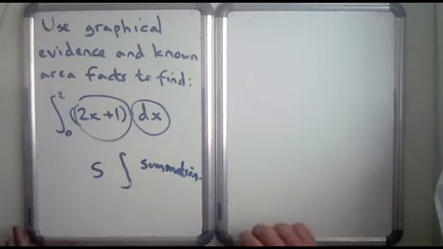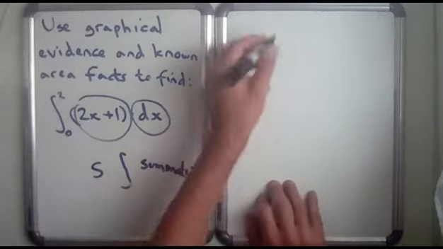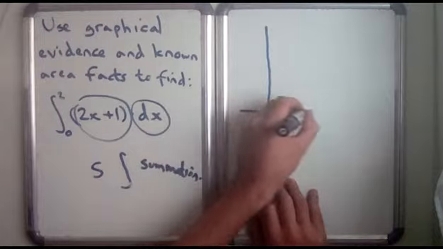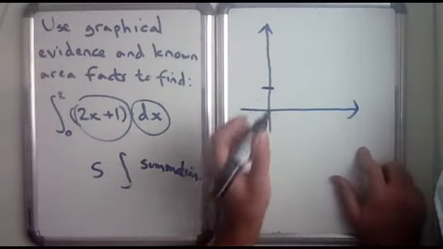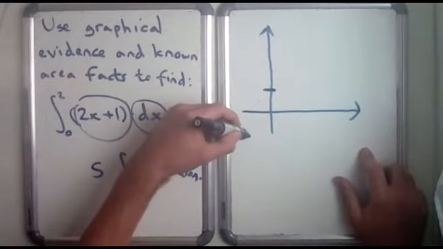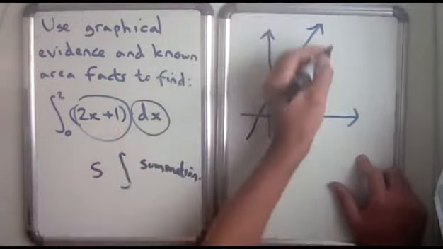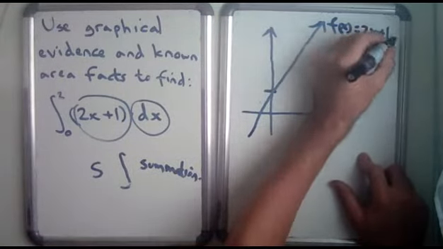So basically, if I draw 2x plus 1, that's quite a nice function. It's a nice linear graph. It has a y-intercept of 1 and it has a gradient of 2, so it goes along 1 and up 2, along 1 and up 2. So probably something like that. So that is f of x equals 2x plus 1.